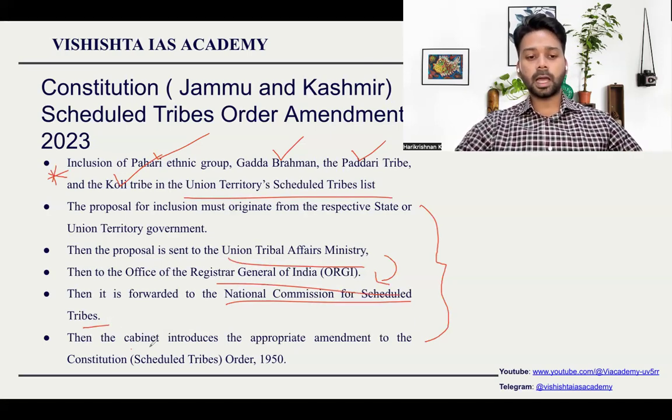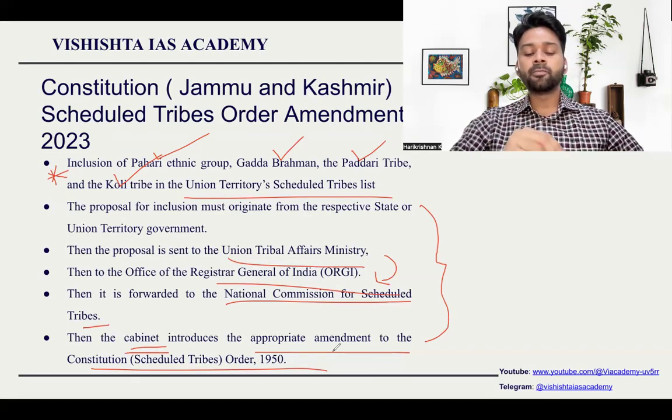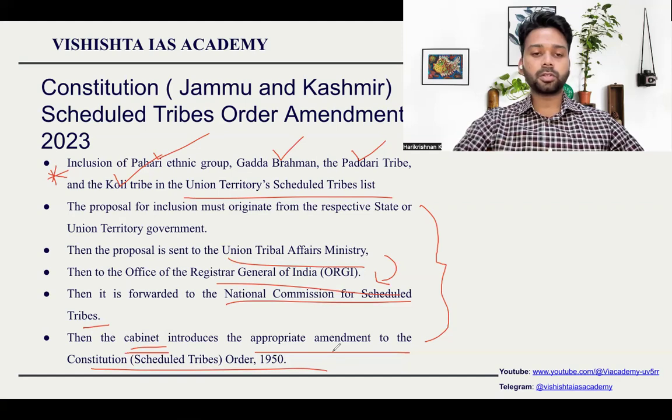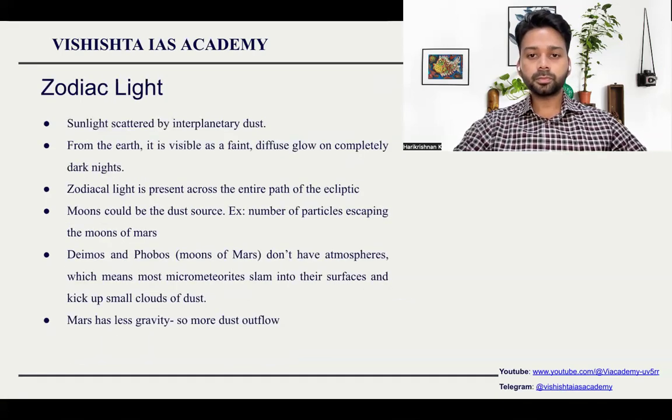Based on that, the cabinet will introduce the amendment bill in the parliament. The amendment bill will be passed. Only then can the particular tribal community be included under the list of scheduled tribes. So this procedure needs to be known from both prelims and mains perspective.